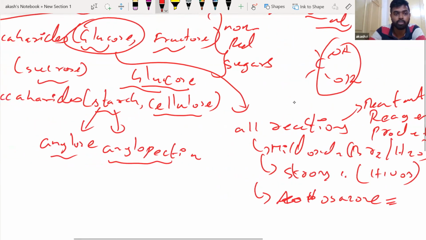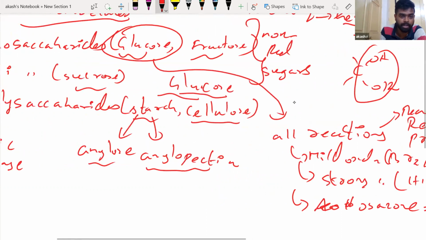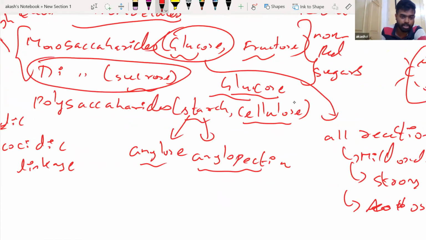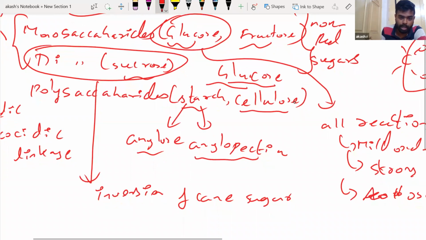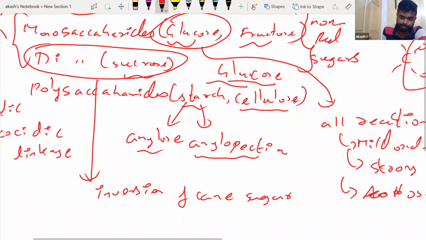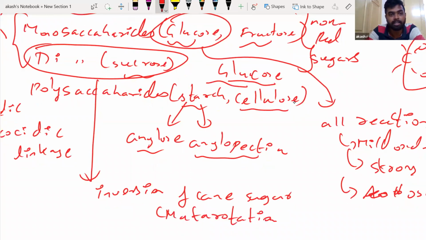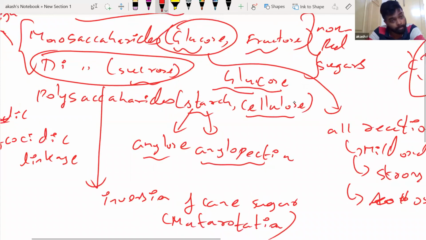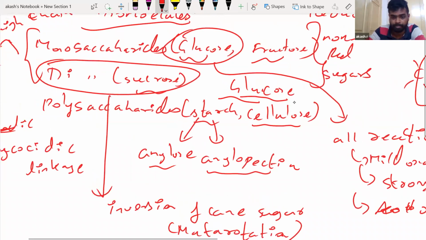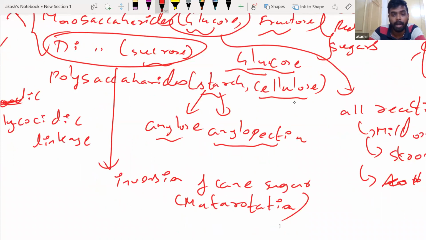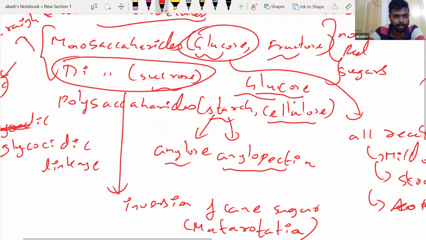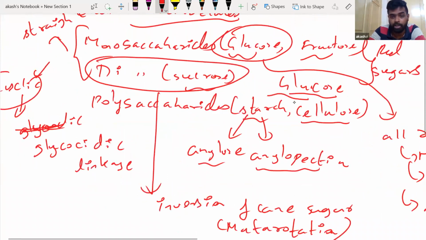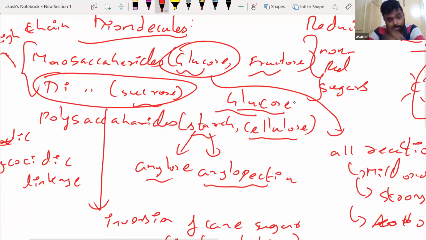And also, especially in sucrose, you have to know this very important reaction, that is inversion of cane sugar, right? And I know this also is called as what? Mutarotation. Okay, all these are the things you have to study about carbohydrates, right? All of them should be at your fingertips. Very, very simple. Okay, right? Any questions anybody has regarding carbohydrates?